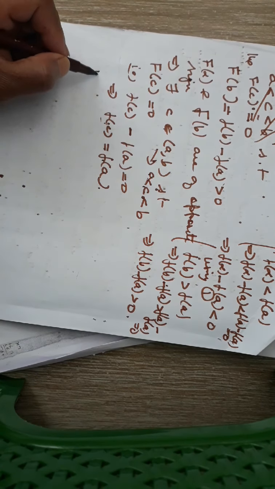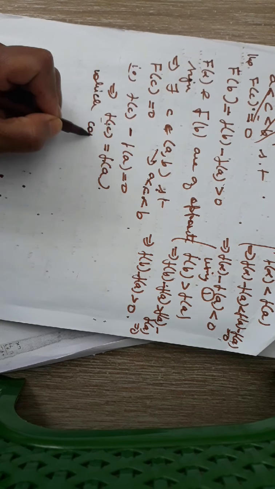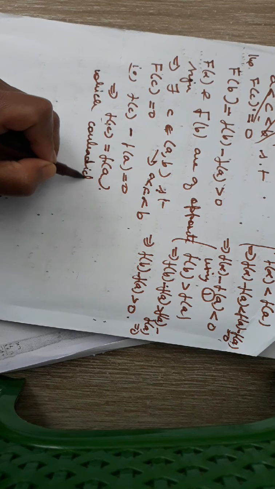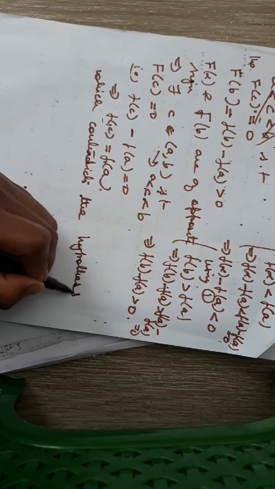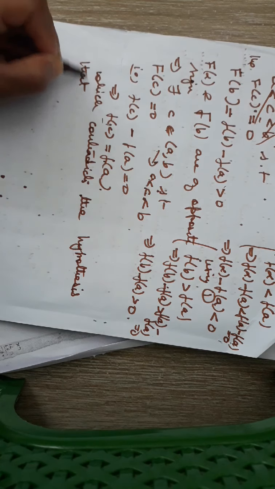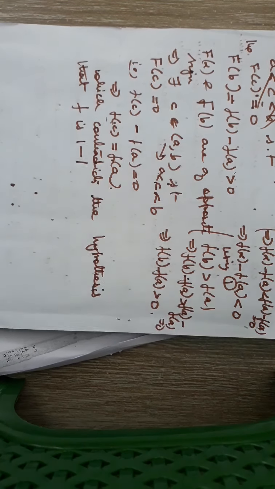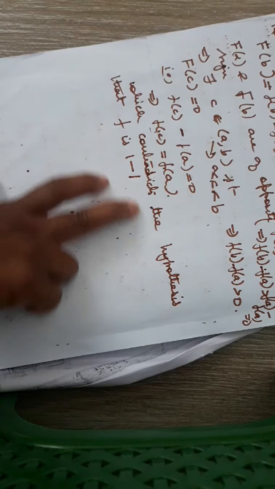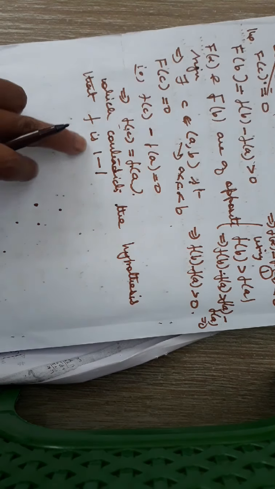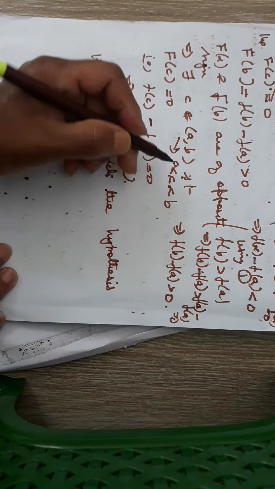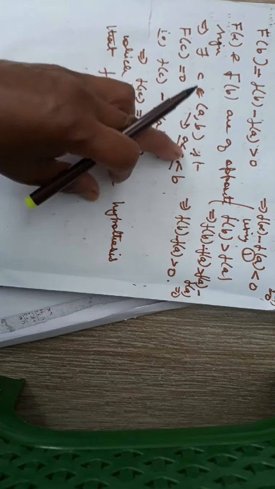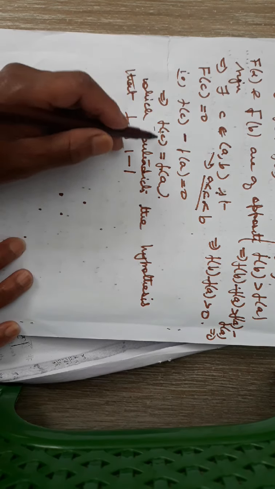What does it mean? This contradicts the hypothesis that f is 1, 1. By definition, a function is said to be 1, 1 if distinct elements in the domain have distinct images. But the statement of the theorem is that f is a 1, 1 function. Now we have distinct elements, A and C, they are two distinct elements, but they have the same image.